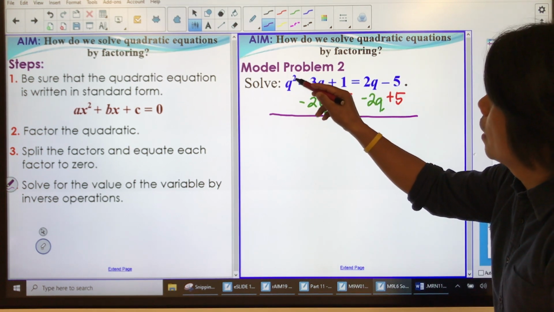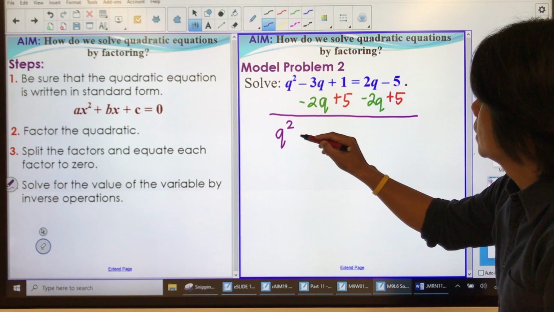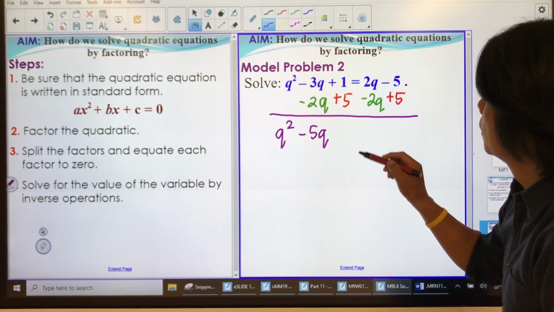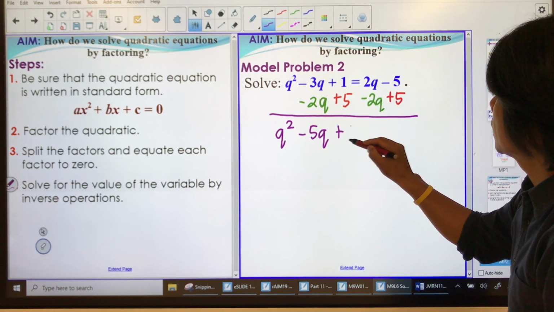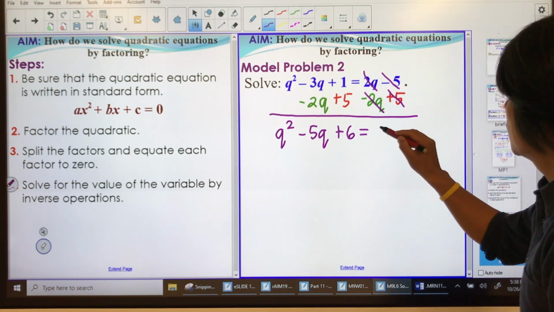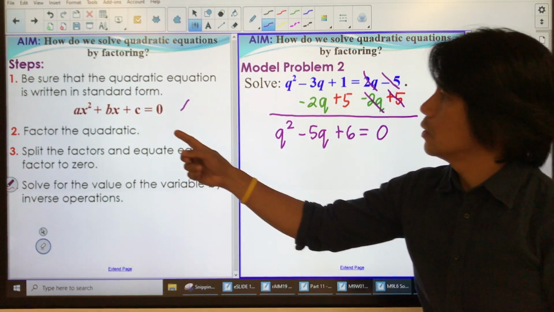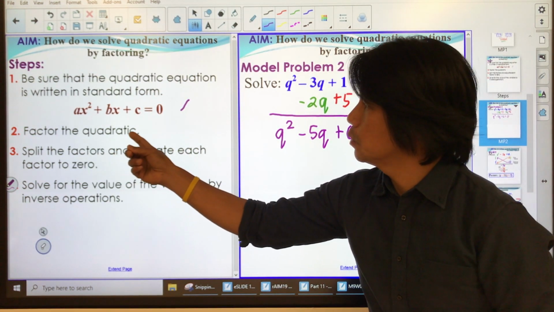Now, what do we have? We bring down q squared, and this is negative 5q. That's plus 6 equals 0, this is 0, that's 0 also. Now it's in standard form. Now step 2. It says factor the quadratic.